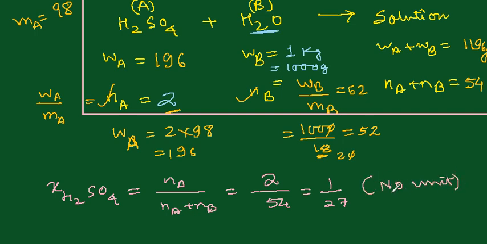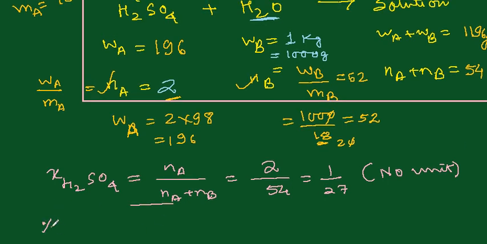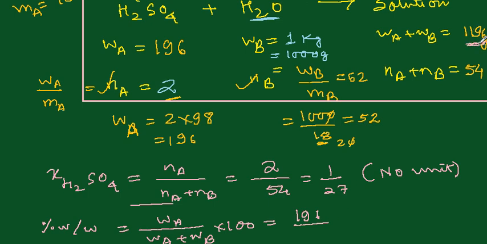Now if we look at percentage by mass, we'll have the formula: the weight of the sulfuric acid over the weight of the solution, multiplied by 100. So what we'll have is the weight of A, that is 196, over the total weight, 1196, multiplied by 100. Which gives us the value 16.38%. Since it is a percent, again there will be no unit.